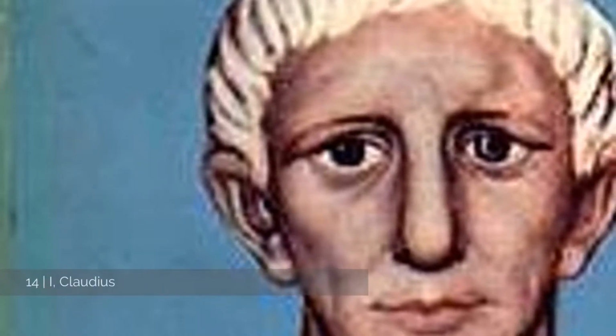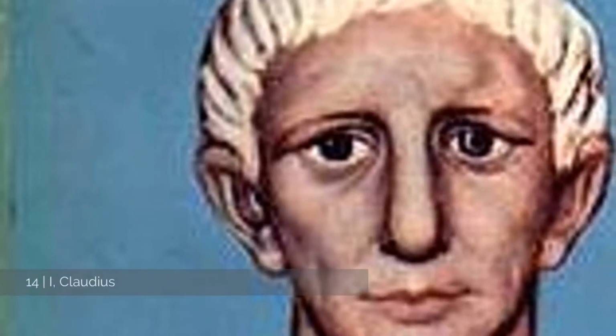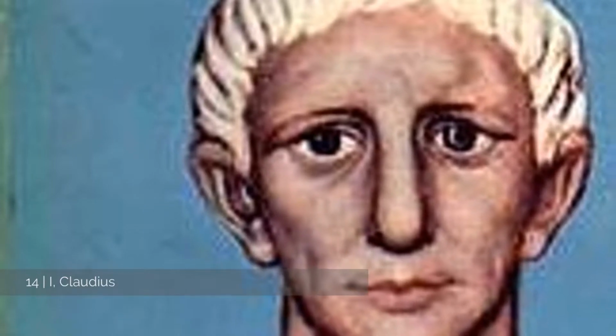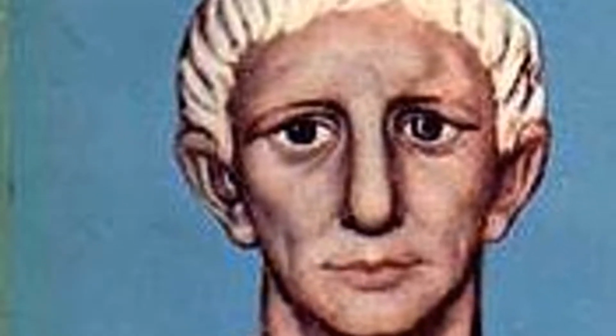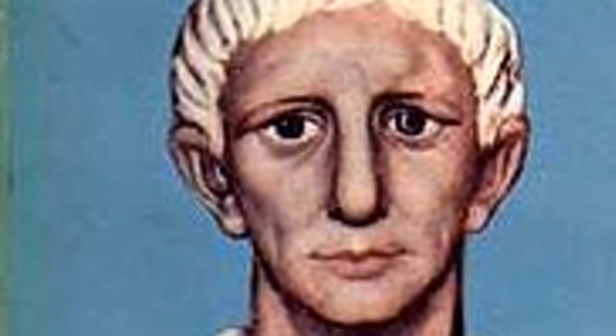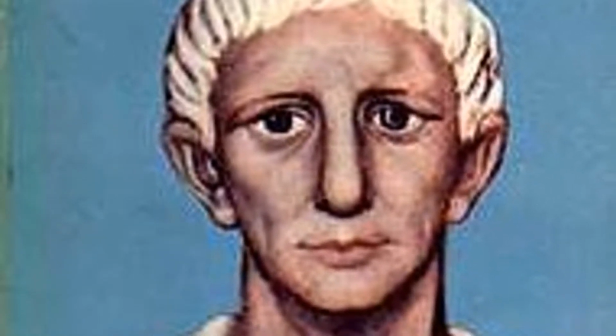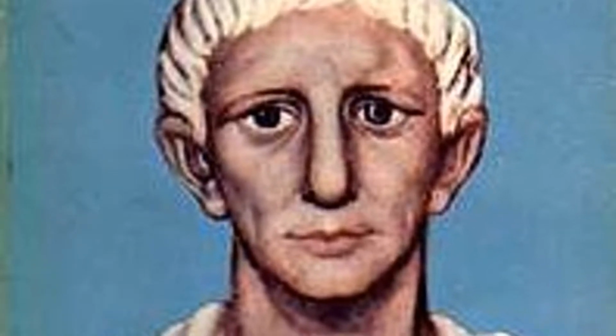I, Claudius is a novel by English writer Robert Graves, written in the form of an autobiography of the Roman Emperor Claudius. Accordingly, it includes history of the Julio-Claudian dynasty and Roman Empire, from Julius Caesar's assassination in 44 BC to Caligula's assassination in 41 AD.